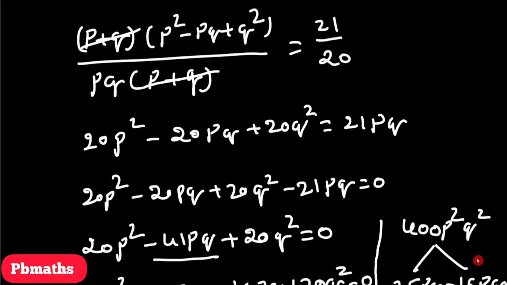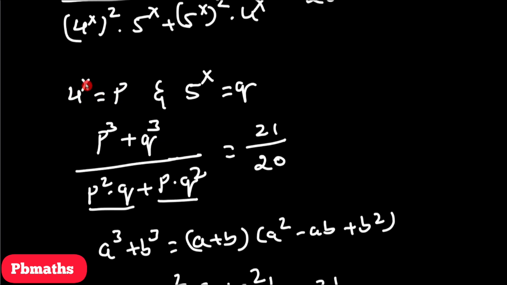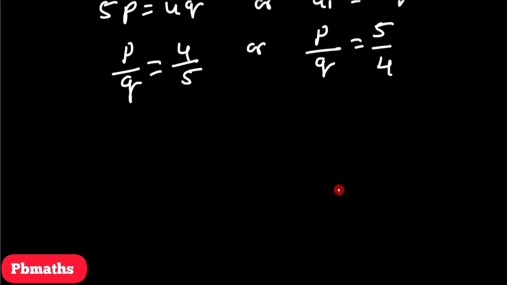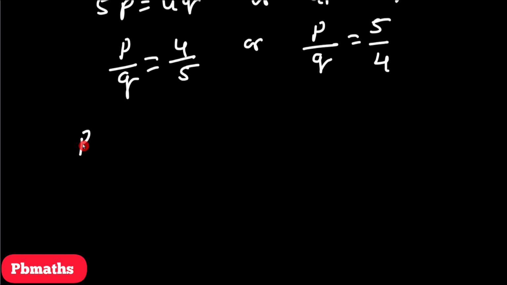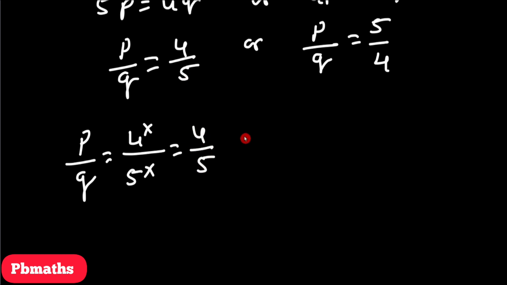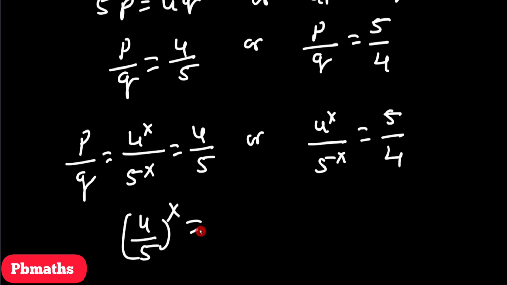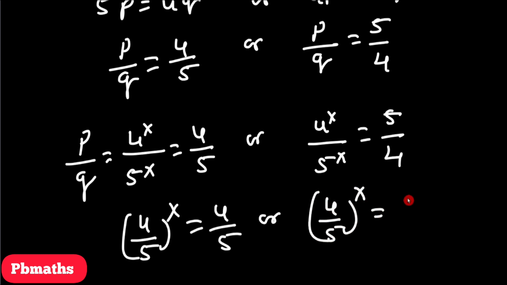Initially, we took the value of p as 4 to the power x and the value of q as 5 to the power x. Let's substitute these values and find the value of x. First, let's find p by q. p by q equals 4 to the power x divided by 5 to the power x, which equals 4 by 5, or 5 by 4. Here the powers are the same, so we can write it as 4 by 5 to the whole power x equals 4 by 5, or 4 by 5 to the whole power x equals 5 by 4.